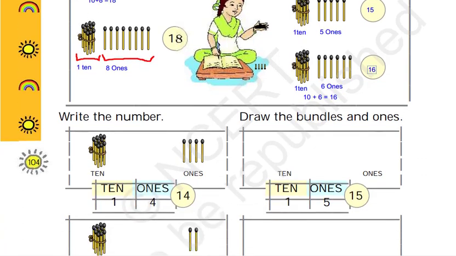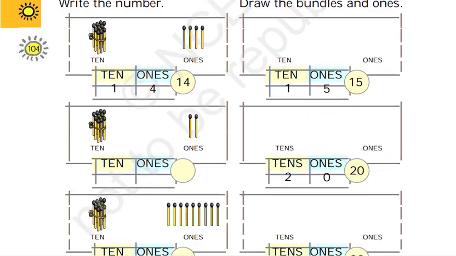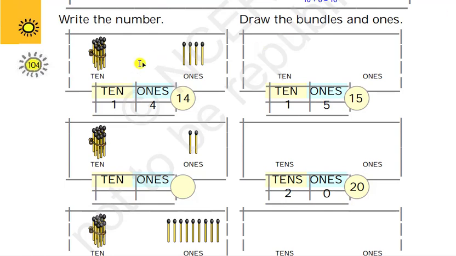Let us go ahead. Next is write the number, draw the bundles and ones. As the first example shown for us, it is written in tens and ones. Tens is the number of bundles, ones is the number of loose matchsticks. In this diagram we can see there is one bundle of 10, so in the tens place we write 1. The number of loose matchsticks is 4, so they have written here 4.